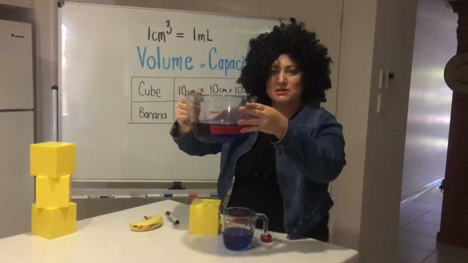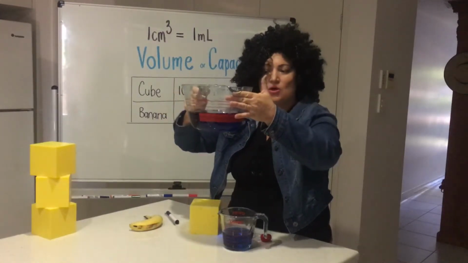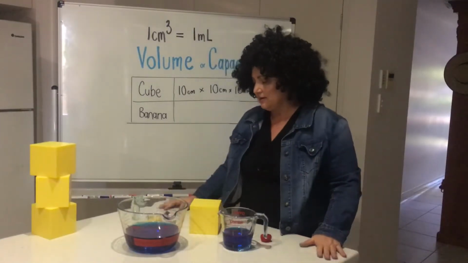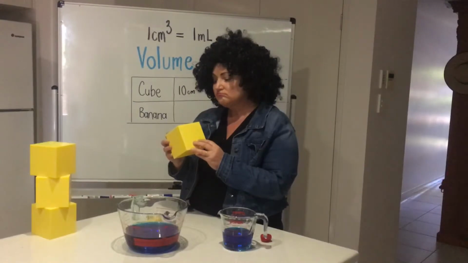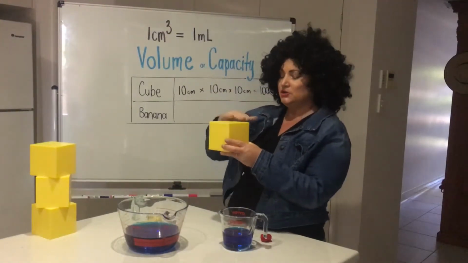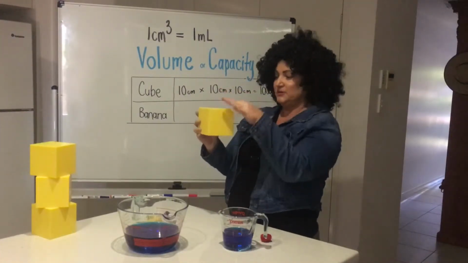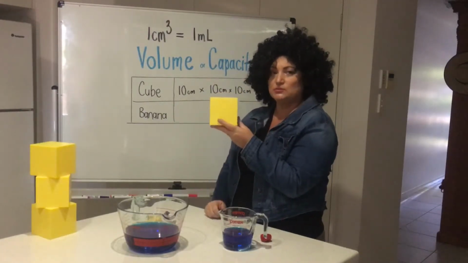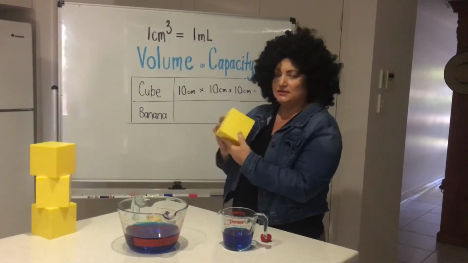Now 1,000 millilitres, boys and girls, is 1 litre, and I have 1 litre of water in this container. Now if we were to take the lid off this and fill it up with water, there should be nothing spilling over the top and no gaps. It should just fill it to the top, and that 10 centimetre cube equals 1 litre of water. But I can't take the lid off this cube.